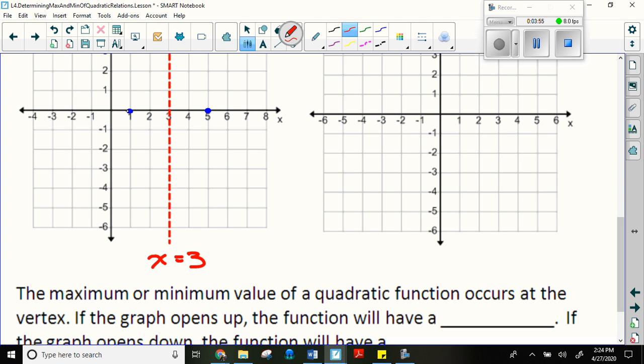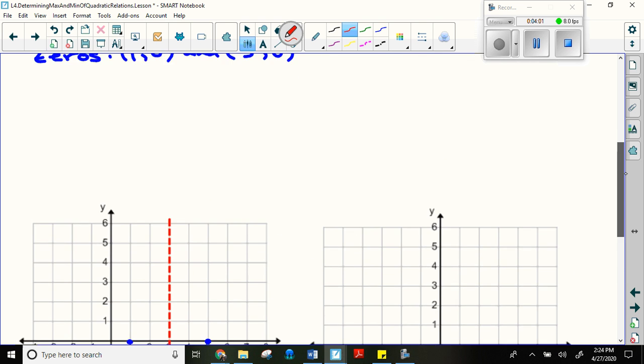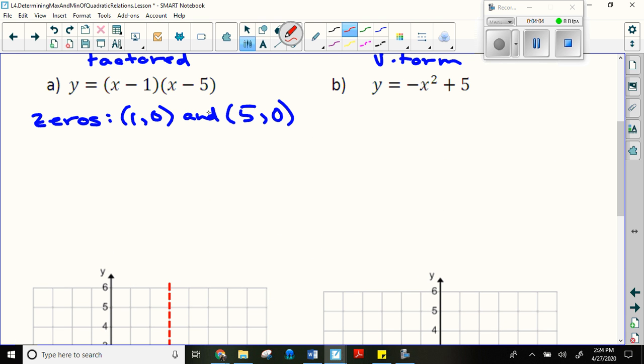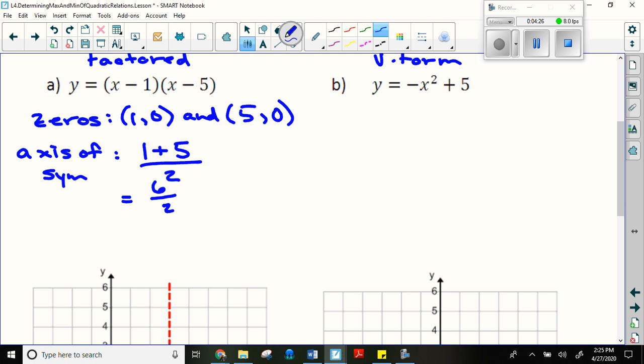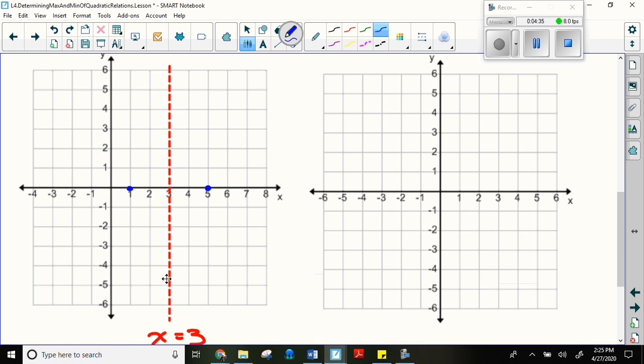The way you do that is you take your two numbers for your zeros and you average them out. There's a 0 at 1 and there's a 0 at 5. So we find our axis of symmetry. I'll short form that later because I don't want to write it out all of the time. We take our two zeros and add them together, 1 plus 5, and divide that by 2. 1 plus 5 is 6, divided by 2. That gives us 3. So we know that when x is 3, we are going to find our vertex somewhere.